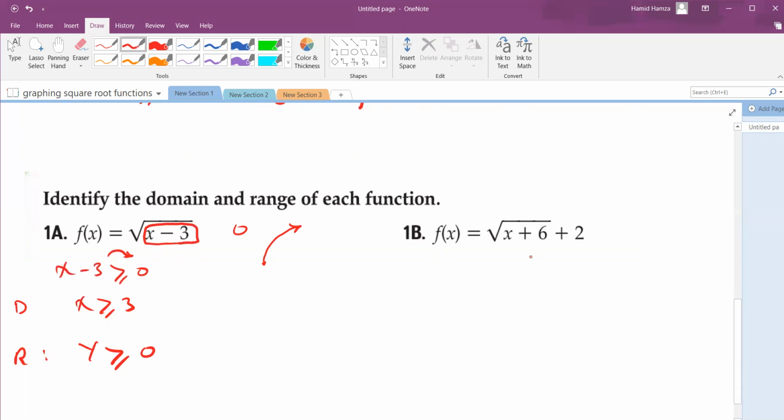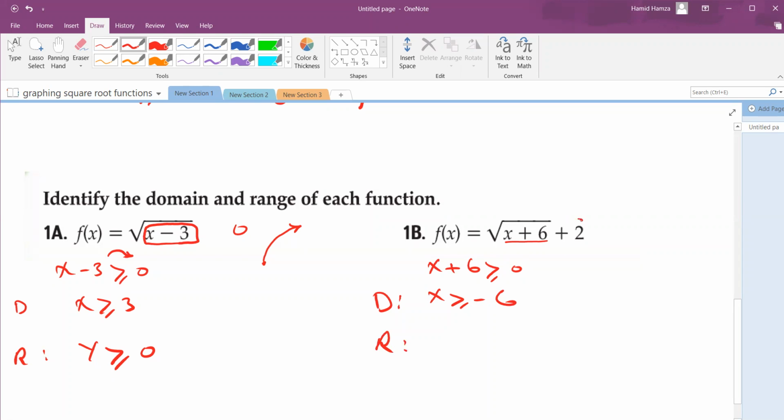What about the next one here? Next one. So the expression inside the root gives you the domain. So x plus 6 is greater than or equal to 0. Solve it. So x is greater than or equal to what? Negative 6. So you are not allowed to use numbers less than negative 6. All numbers should be greater than or equal to negative 6. So this is the domain. Take values for x greater than or equal to negative 6. What about the range?